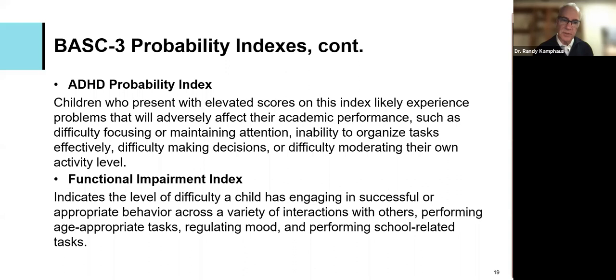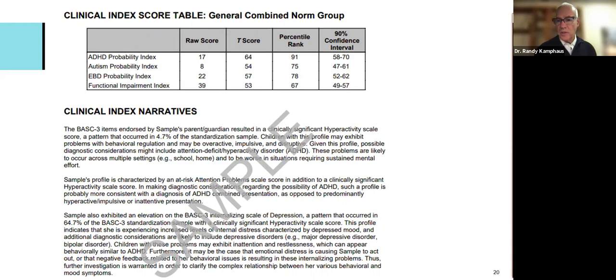Please be aware that as I'm working through these slides, all of this information is included in the BASC-3 manual. You can find it there, including sample reports. It's a very comprehensive guide, and I encourage you to take advantage of it. Now that it's in digital form, it's really easy to use search terms on the PDF and find what you need with greater ease, as opposed to leafing through a hard copy manual. This gives you an example of the reporting of clinical indexes and the T-scores. Next slide, please.